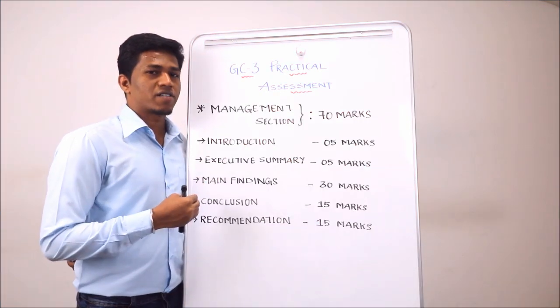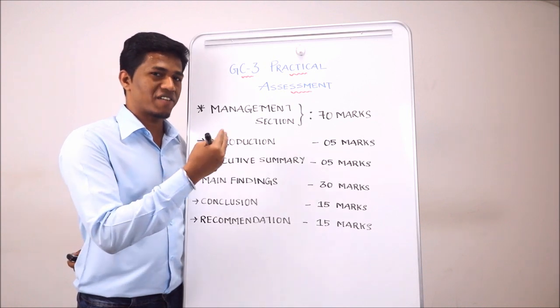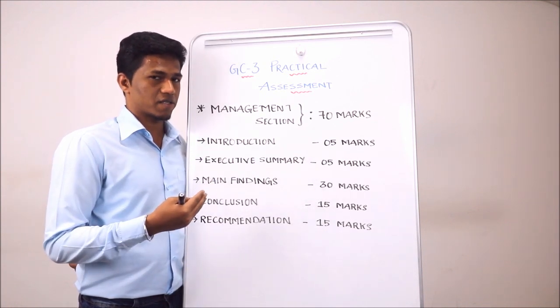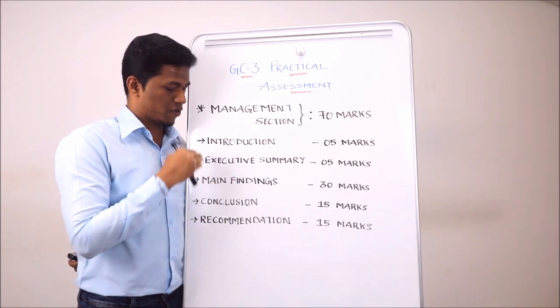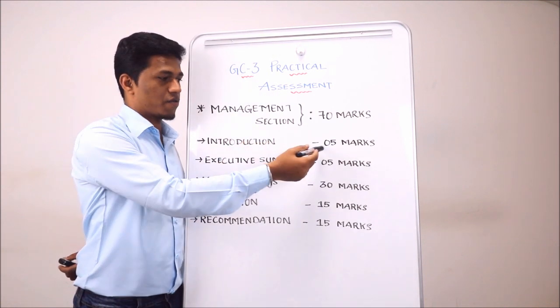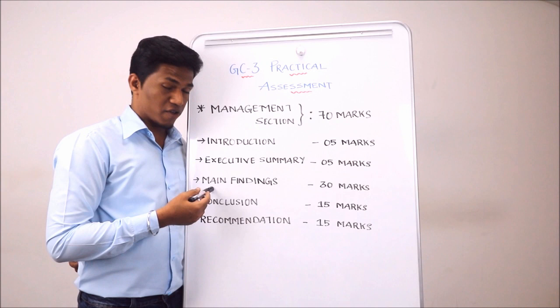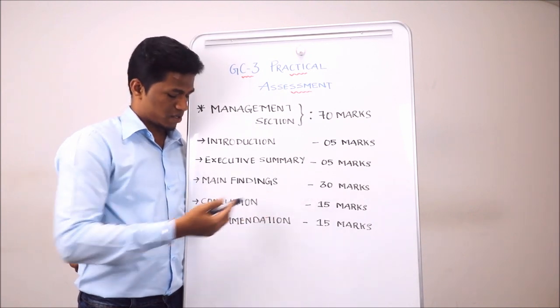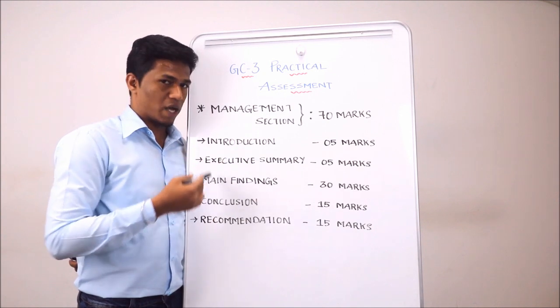We'll move to your next section. Coming back to your next section, that's your management. Like I said, 30 marks was for your observation, 70 marks is for your management section. Now, how are the 70 marks distributed? It is distributed across these 5 sections. You have introduction, which scores 5 marks, Executive Summary, again for 5 marks, then you have your main findings, 30 marks, then you have conclusion and recommendation, 15 each. We'll see them one by one.